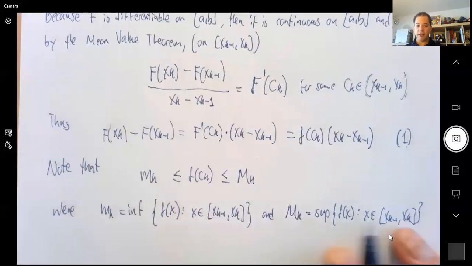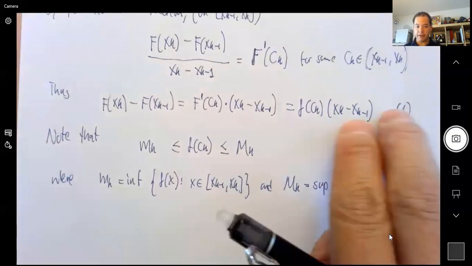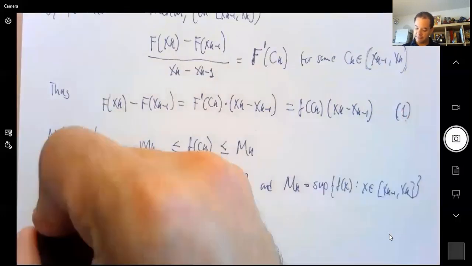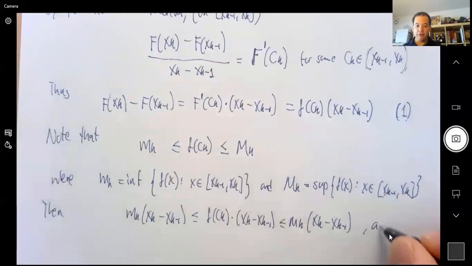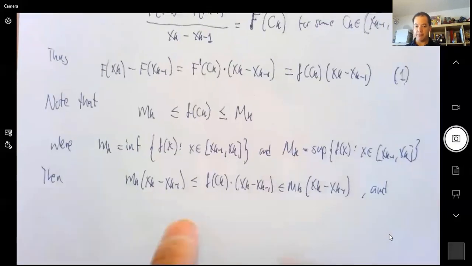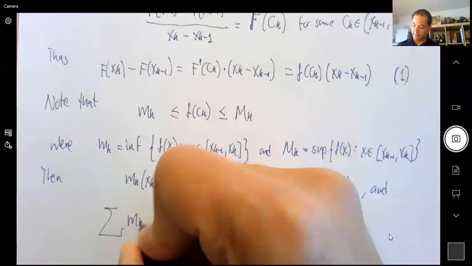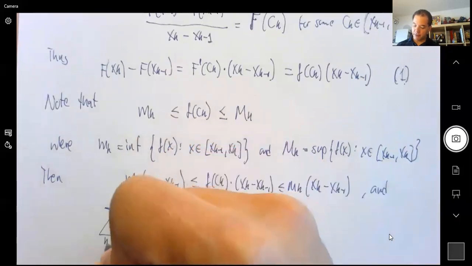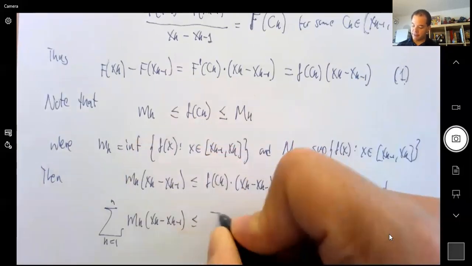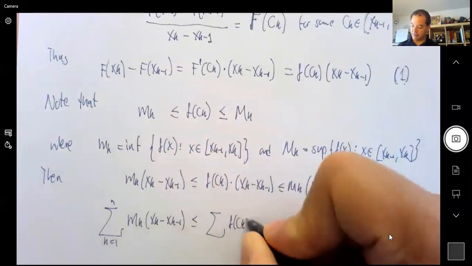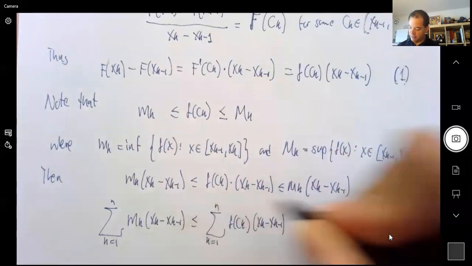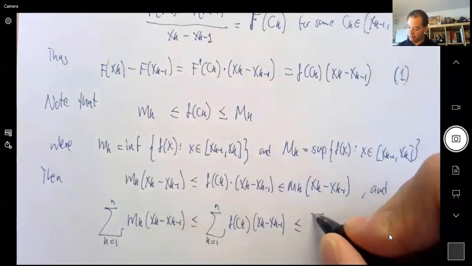So then I can multiply by xk minus xk-1 on both sides, and then add all of these from 1 to n. I mean, this is true for any interval [xk-1, xk]. So now let's put them all together. If I add all of them from 1 to n, it is less than or equal to if I add all of these, which is less than or equal to if I add all of these.